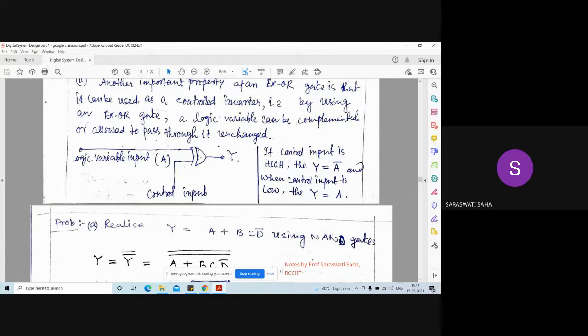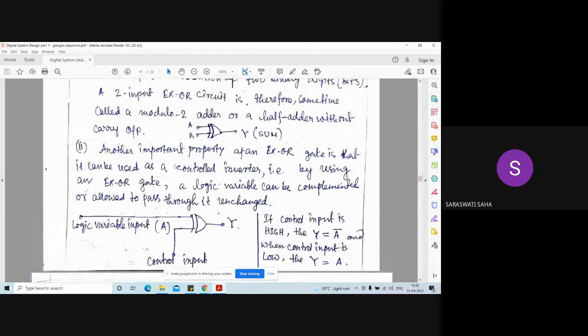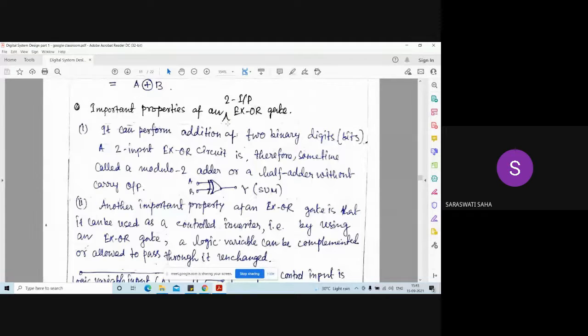So in this way, a 2 input XOR gate can be used as a buffer, as an inverter. Clear? Yes, ma'am. So several applications are there. That's why it is exclusive OR gate. So it can add the binary bits, it can subtract the binary bits, it can compare the binary bits, it can get the complement output, it can generate the same output. That's why this is very, very important, which is known as XOR gate. So now up to this.